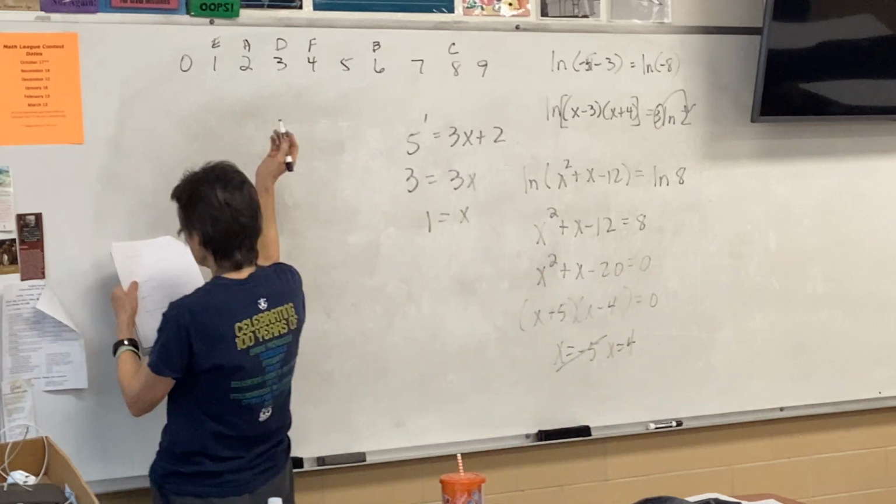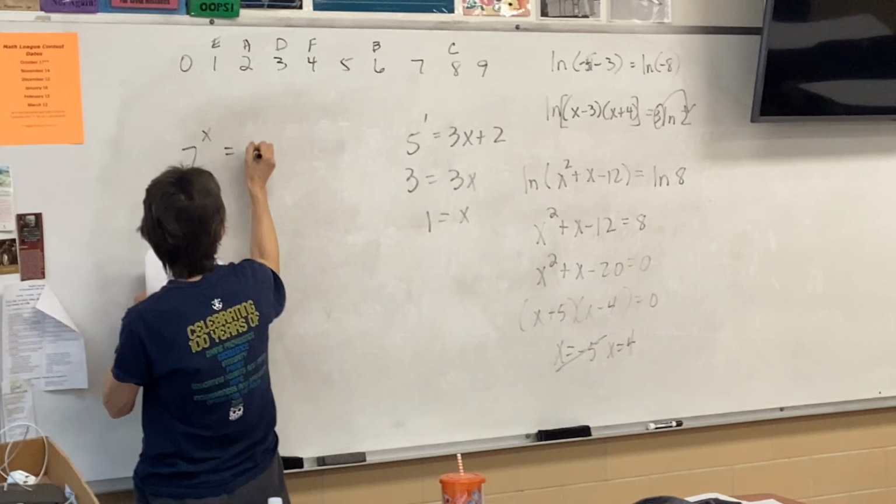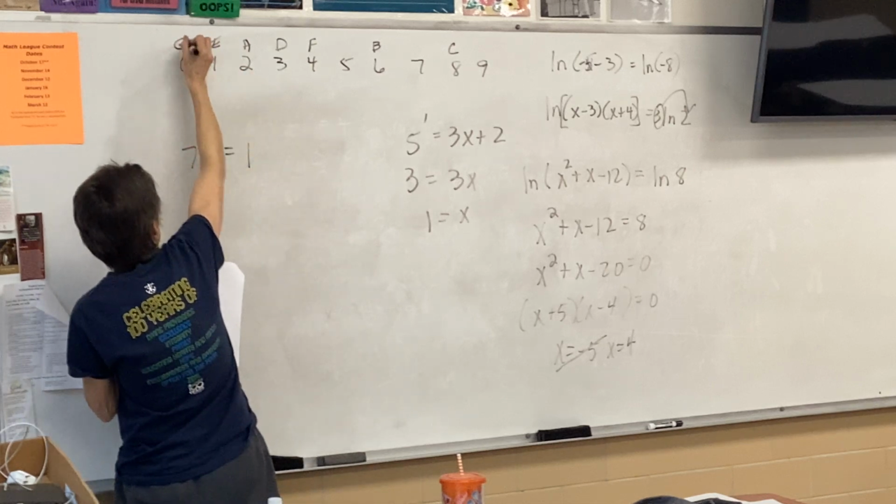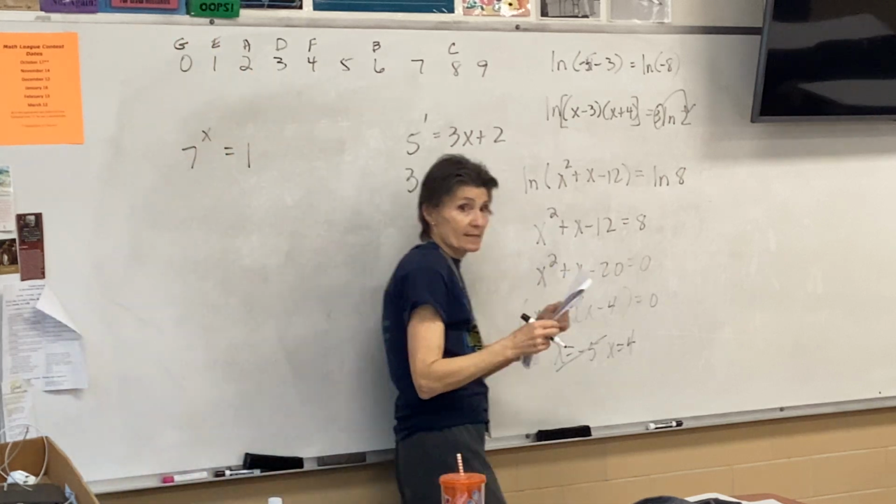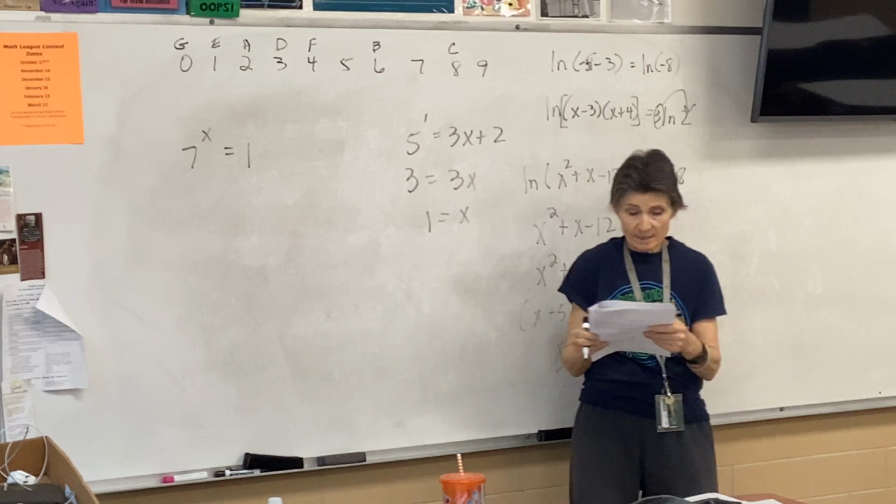All right, G is a straight log rule, 7 to the x equals 1. The only thing x can be is 0. So G is 0.